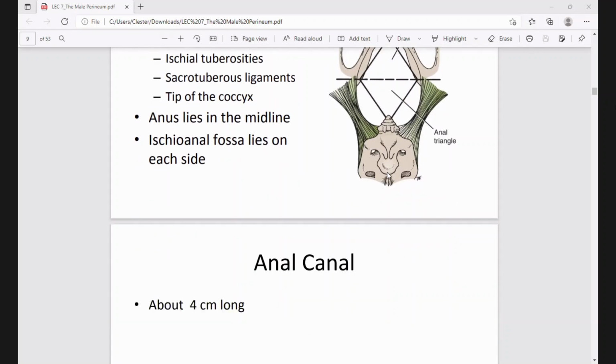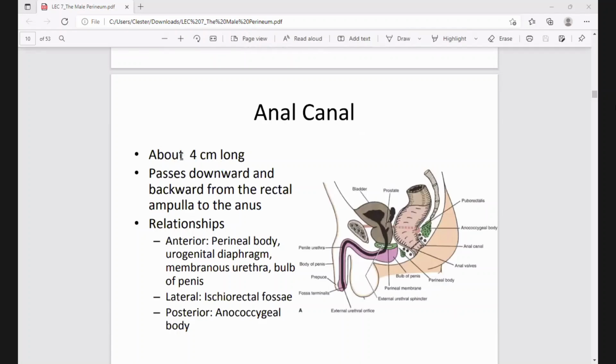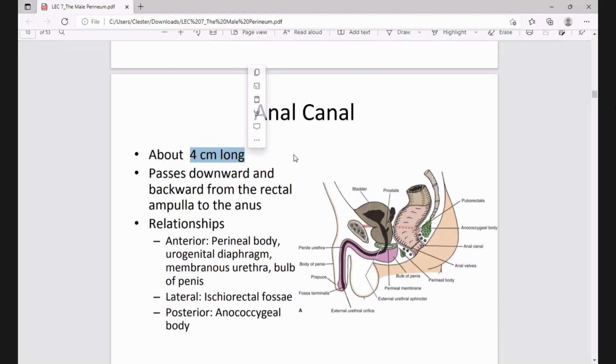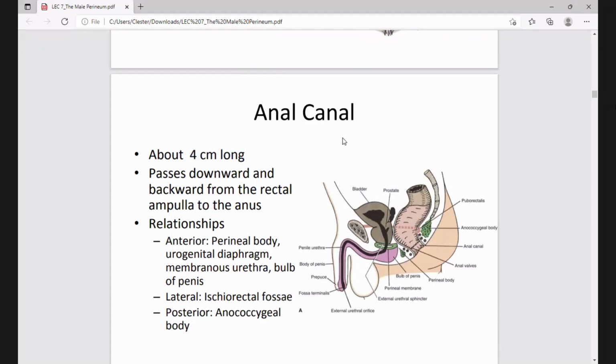So let's start with discussing the anal canal. What is the anal canal? It's a 4 centimeter long terminal end of the alimentary tract. The anus is the opening, and the tunnel, shall we say, or the canal that goes in from the opening is the anal canal.